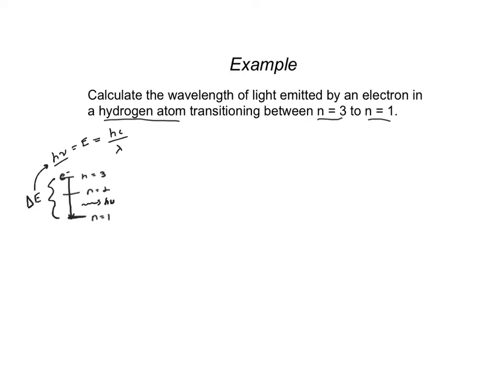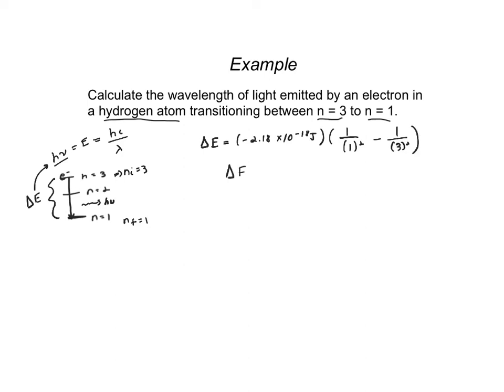Alright, so to do this, we will need our little equation that we just derived. So this was a minus 2.18 times 10 to the minus 18th joules, times 1 over n final squared. n final was equal to 1, so this is 1 over 1 squared, minus 1 over n initial squared. n initial was this guy, which is equal to 3. So 1 over 3 squared.